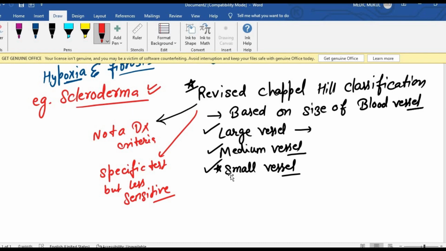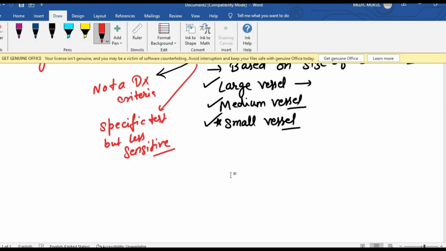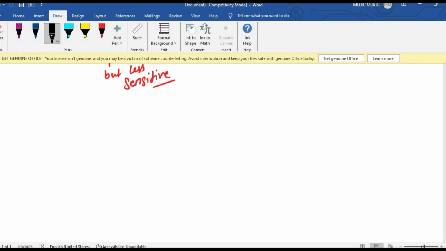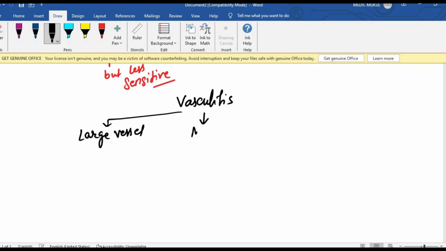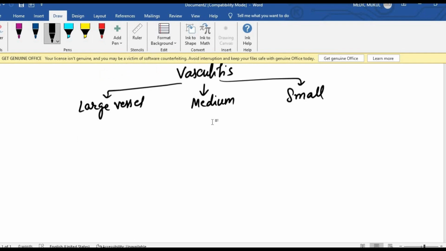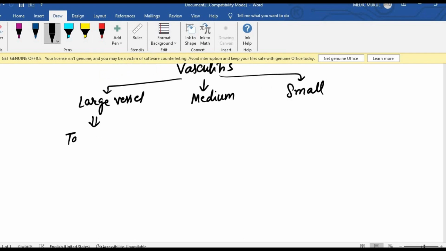Okay, now let's talk about the large vessel vasculitis, medium vessel vasculitis, and small vessel vasculitis. Let me open the chat box. Now we consider vasculitis as large vessel vasculitis, medium vessels that I just told you, and small vessel vasculitis. The large vessel vasculitis examples are Takayasu arteritis and temporal arteritis.